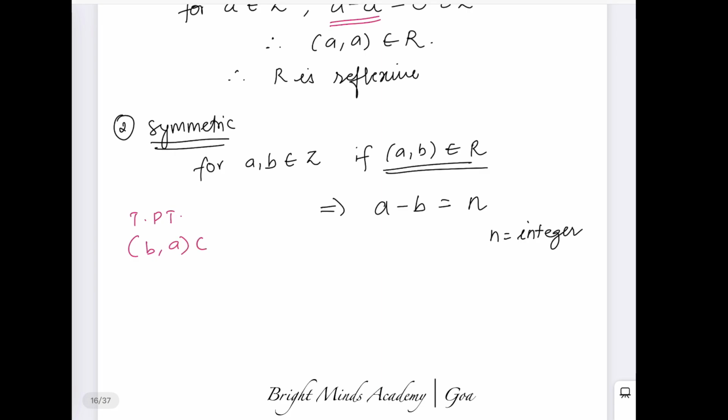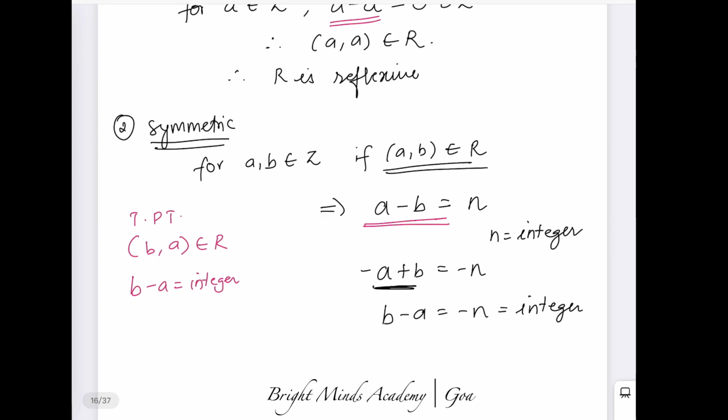Now I have to prove that b comma a also belongs to R, right? What does this mean according to the definition? b minus a should be an integer. So from this we'll quickly calculate what b minus a is. To calculate b minus a, I'll take negative signs on both sides, so I'll change signs all throughout. That will give me minus a plus b equal to minus n. I'll rearrange this part, which will give you b minus a equal to minus n. Now since n is an integer, minus n is also an integer, so this is equal to an integer. Therefore b comma a belongs to the relation R. Therefore R is symmetric.